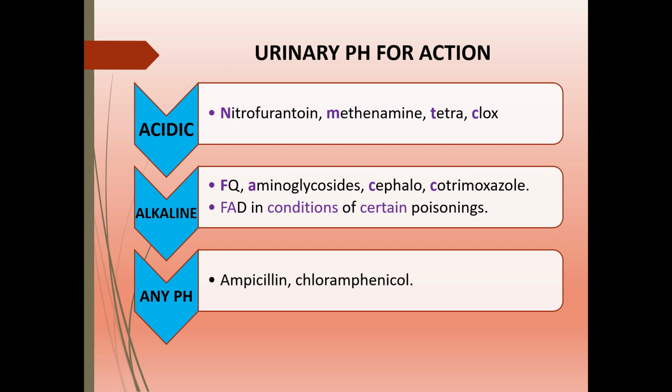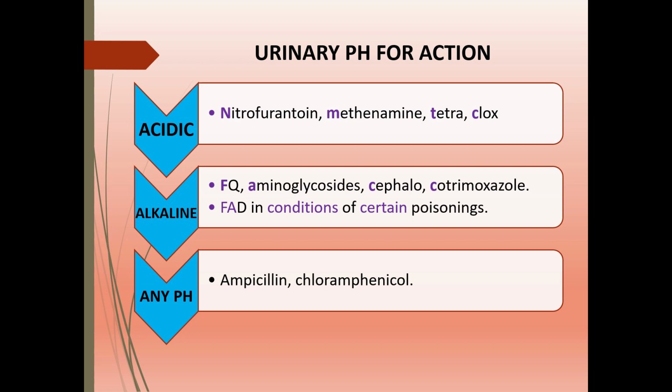For the drugs to act, pH is important. So urinary pH is important for certain drugs. The pH needs to be maintained acidic when we take nitrofurantoin, methenamine or tetracyclines, because these drugs can act only in acidic pH. And alkaline pH is needed for drugs like fluoroquinolones, aminoglycosides, cephalosporins and cotrimoxazole. So how to remember these? It is rhyming: nit, met, tet. So this is acidic pH. So nit, met and tet.